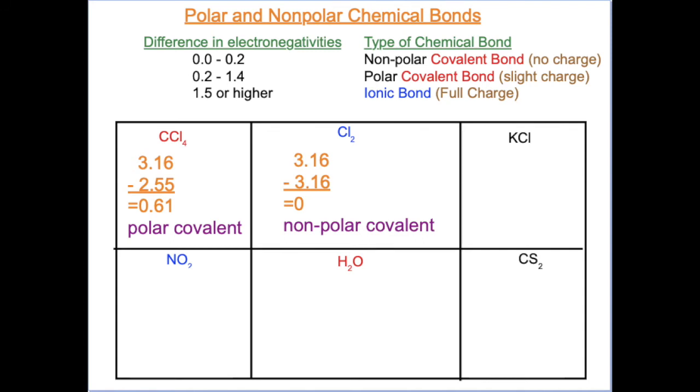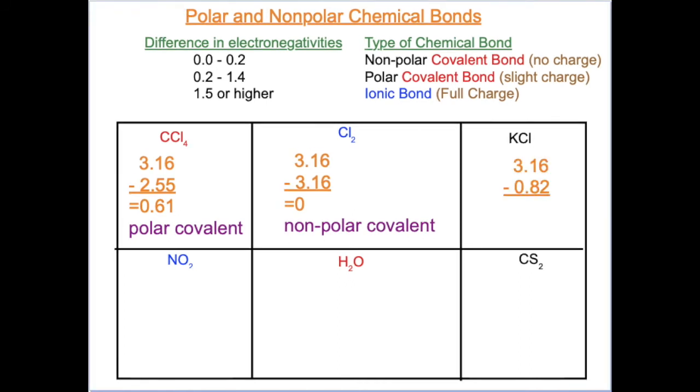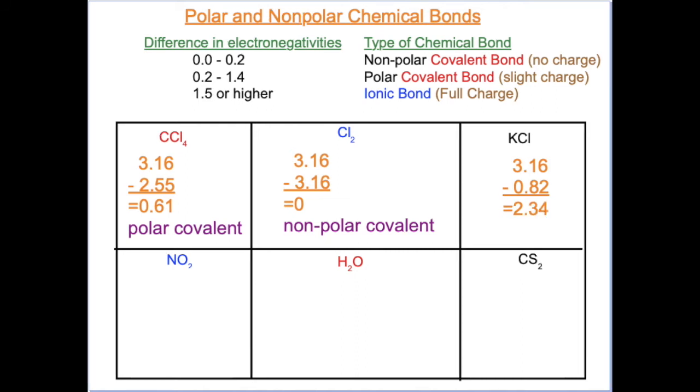This next example is potassium bonding with chlorine. Chlorine we know is 3.16, and you can use the periodic table to figure out the electronegativity of potassium, 0.82. The difference is 2.34. That's above 1.5. This is an ionic bond. That means electrons are going to be transferred. This will be covered in a different video.